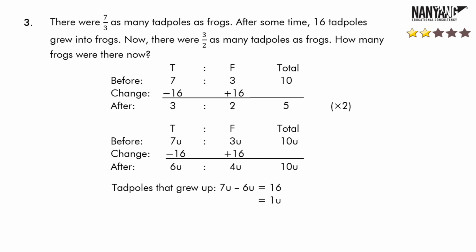So the question asks us, how many frogs were there now? As the table says, 4 units. We take 16 times 4 equals 64. So that's our answer. There were 64 frogs now. Did you get it?